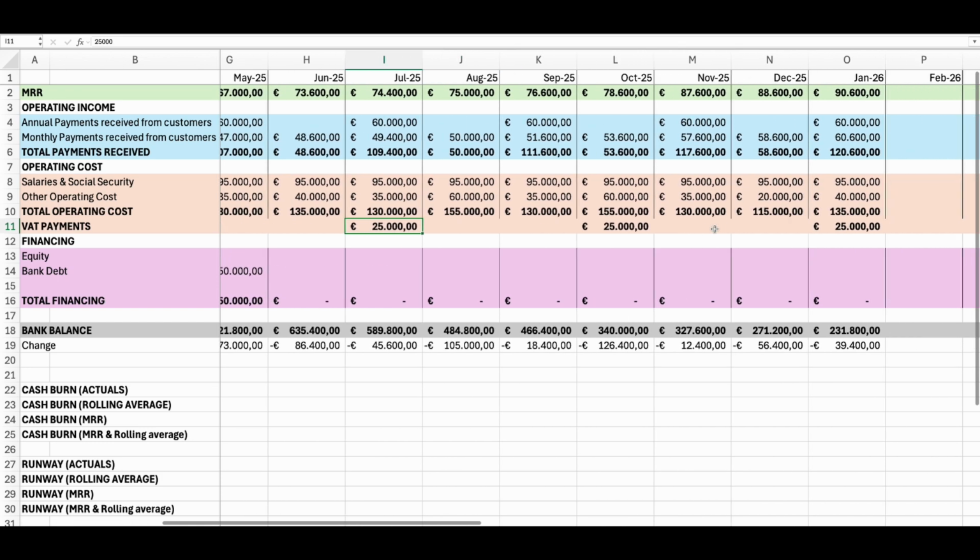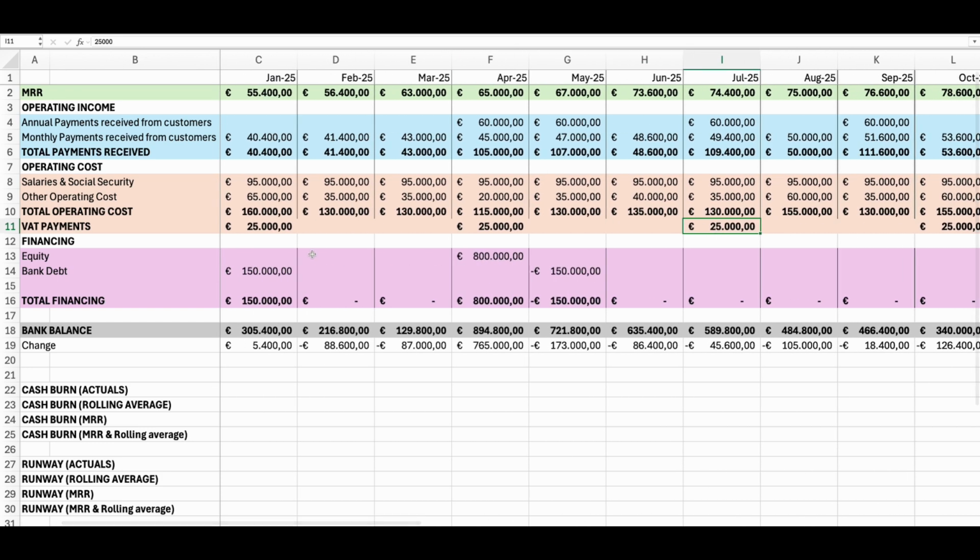for the previous quarter income. Additionally, they've raised some money recently, so we have a round of 800,000 in April. In January 25, they raised some bank debt, 150K, which they then repaid in May 25. So there's a bit of financing cash flow here. Again, this is just a purely simplified illustrative example. We have their bank balance down here, and we're calculating the change in the bank balance month over month.